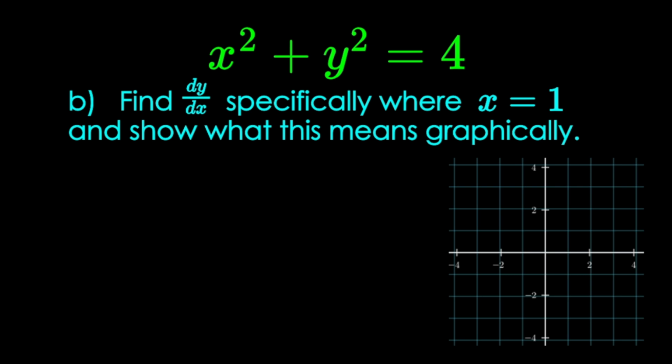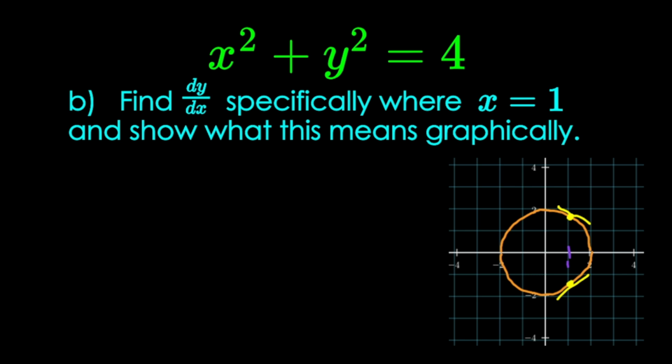The next part of the question uses the same relation and asks us to find dy/dx specifically where x equals 1, and show what this means graphically. As we showed a few minutes ago, the graph of this relation is a circle with a radius of 2, so something like that. And if you're looking for a place where x equals 1, here's x equals 1, you can see that there are two different points that have the x value 1. And the y value is not terribly easy to read off of there, but we can still acknowledge that there is some tangent line at that point and some other tangent line at this point.